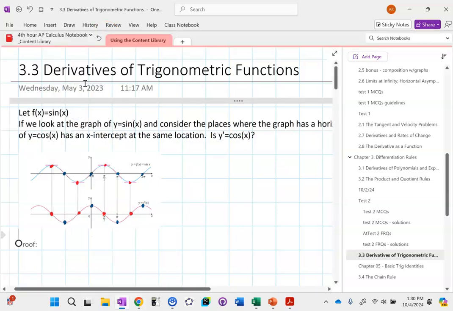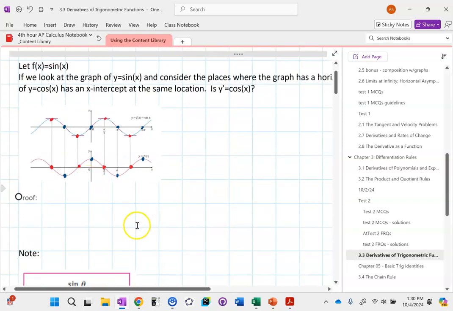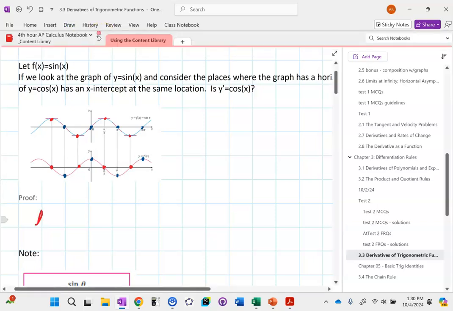So we might conclude that, hey, the derivative of sine is cosine. If we wanted to prove that, how would we have to do that? Have to do something like this, right?